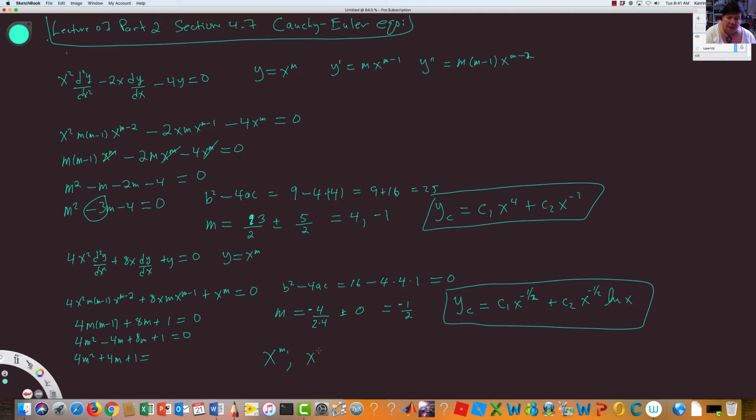The next one would be, of course, x to the m1 ln of x. The third one, you would write x to the m1 ln of x squared. The fourth one, you'd write x to the m1 ln of x cubed. And one more, x to the m1 ln of x to the 4th. And of course, if you had more, you just keep going up in powers of ln of x. So it's pretty simple when you have even 10 roots that are the same, in some much higher order equation.